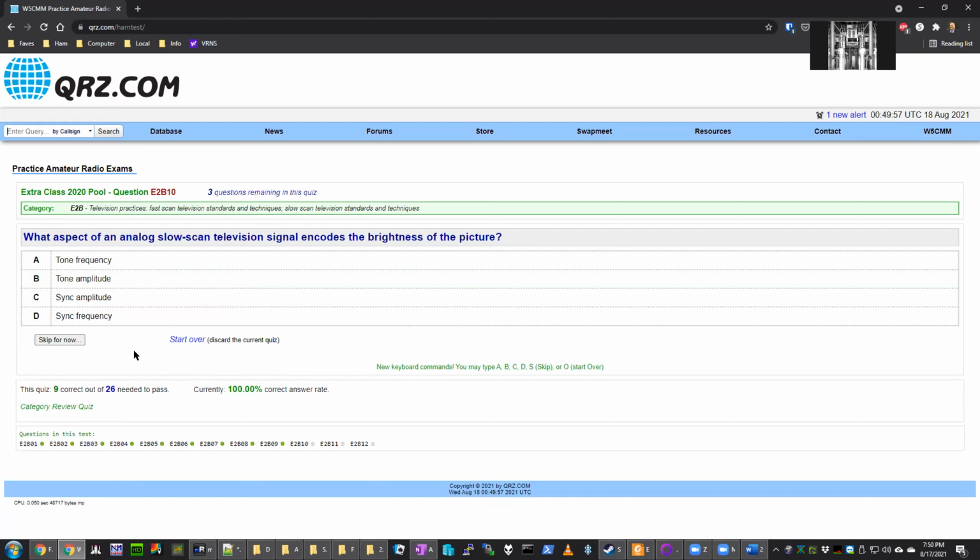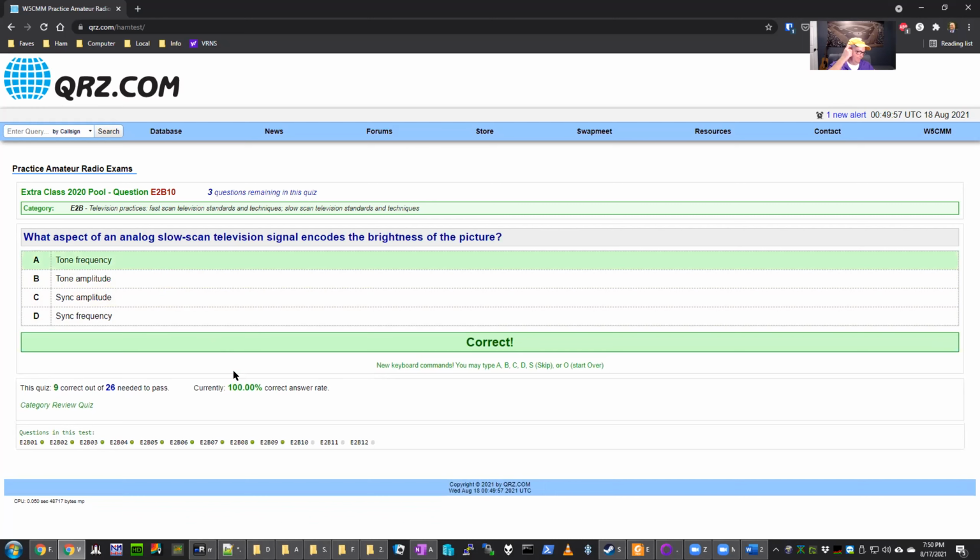What aspect of analog slow scan television signal encodes the brightness of the picture? A. Shout it out. I think it's A. It's A, Alpha. I know it's one of the frequency ones.